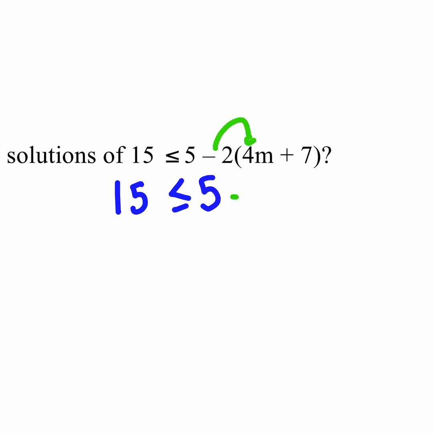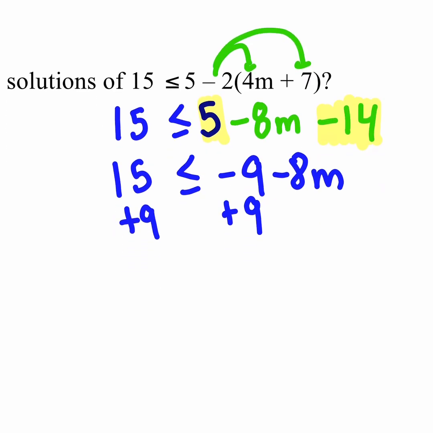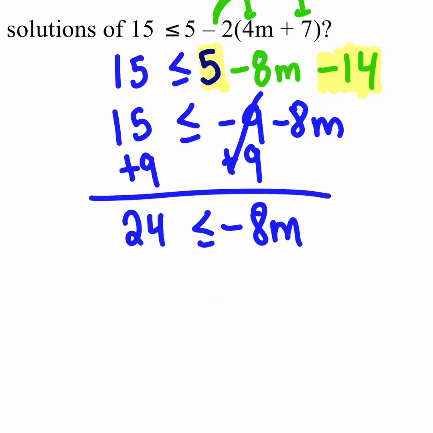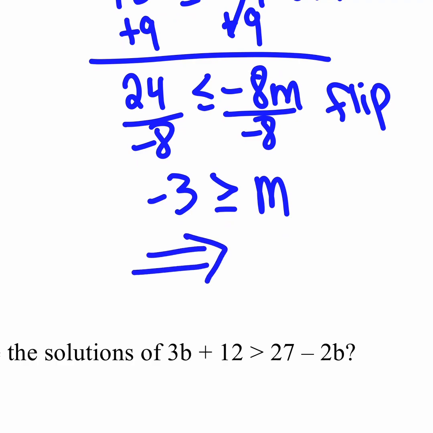All right, go ahead and distribute. This becomes minus 8m minus 14. Before I do anything, I'm going to go ahead and combine my like terms. So I have 5 and a negative 14, which is going to make a negative 9. I'm going to add 9 to both sides. 24 less than or equal to negative 8m. Divide by a negative, so write the word flip. So m less than or equal to negative 3, which is the same thing as saying m is less than or equal to negative 3.